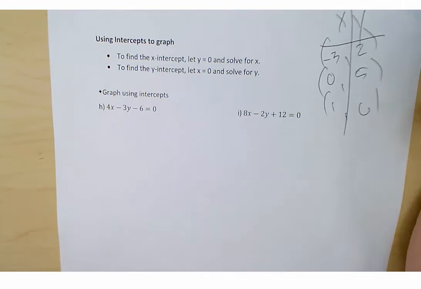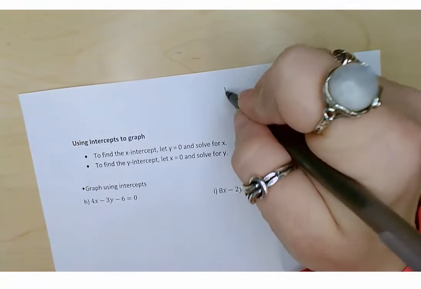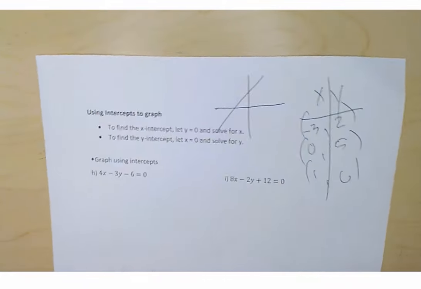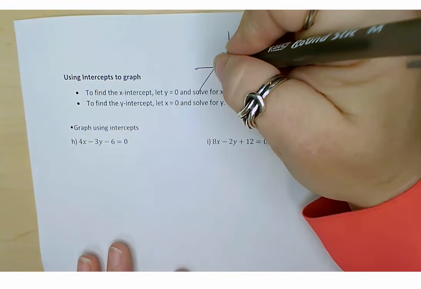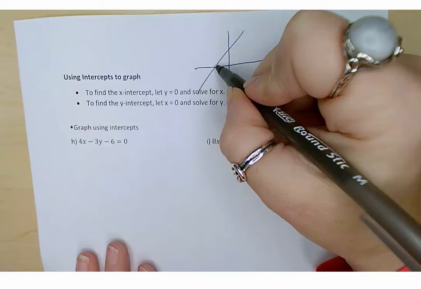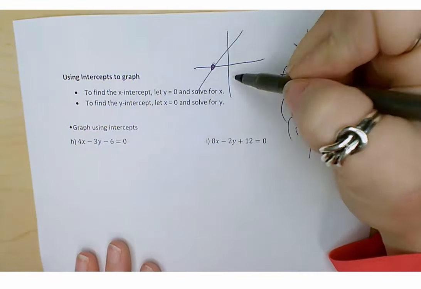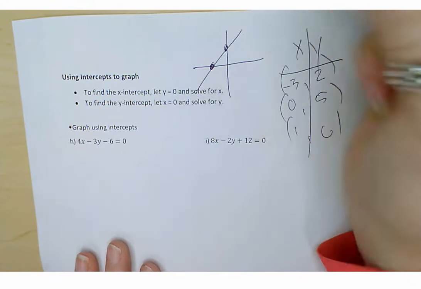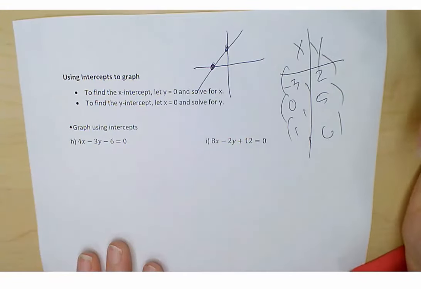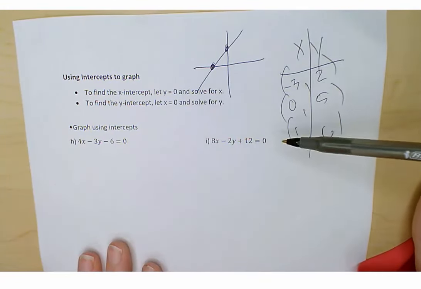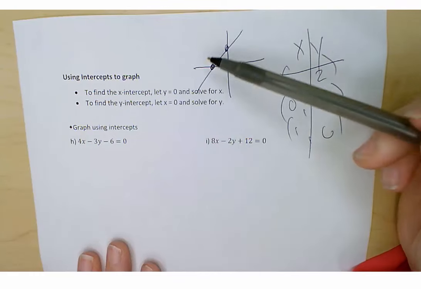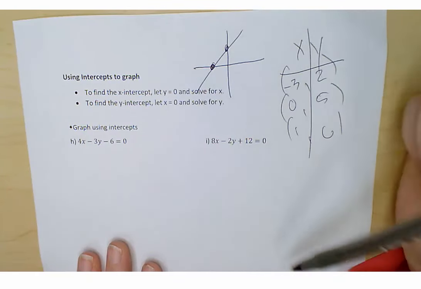And then people are taught how to use slope-intercept form, what we just went over. A third technique is using intercepts to graph. Now, using intercepts to graph is a nice technique because our x-intercept is where our line crosses the x-axis. Our y-intercept is where our line crosses the y-axis. So when we find the x and y-intercept, it gives us 2 points. And as long as we have 2 points, we can graph any line.